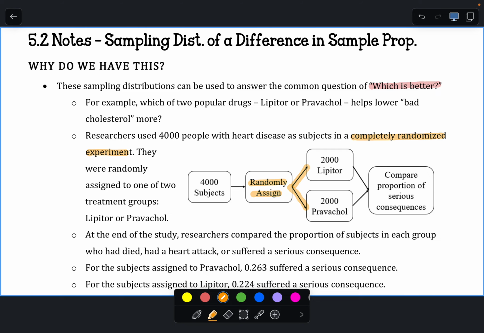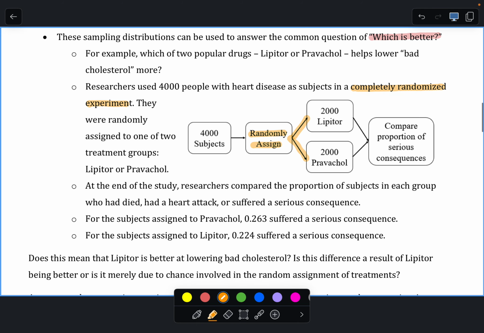Now, whenever we do this random assignment, they didn't sort people by gender, they didn't sort people by their level of cholesterol. That would be a blocked experiment. This is just completely randomized. They didn't give one person the drug in the beginning and then give them the other in the end. That would be a matched pairs. Completely randomized, just everyone's in one big group and they get assigned to something.